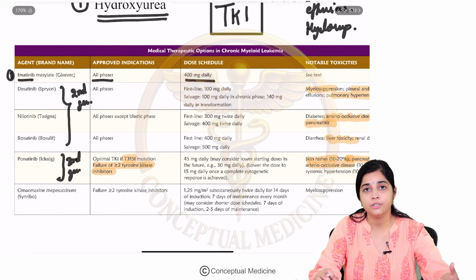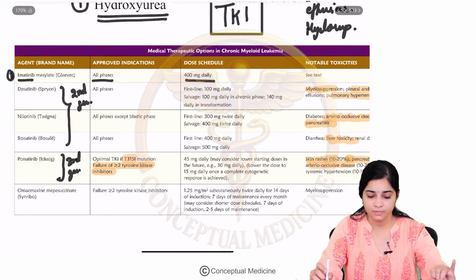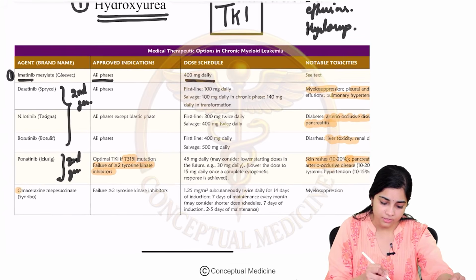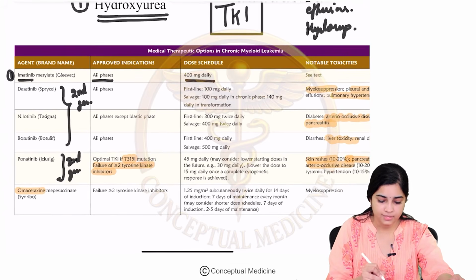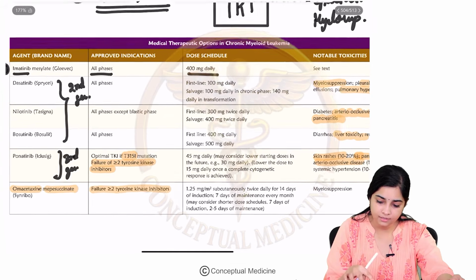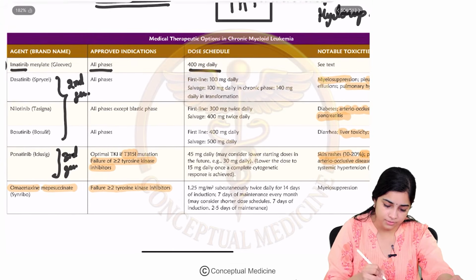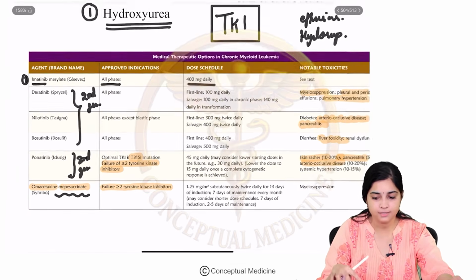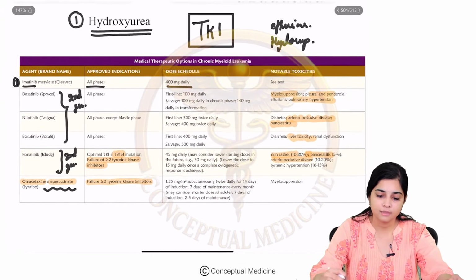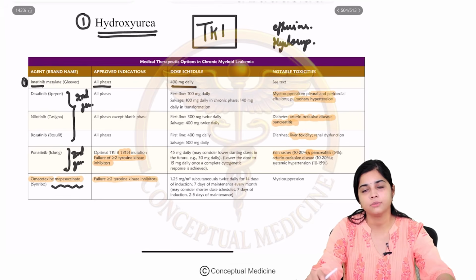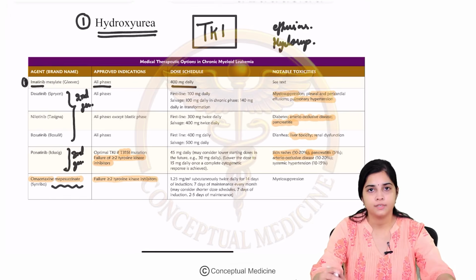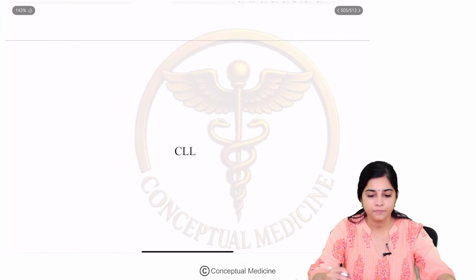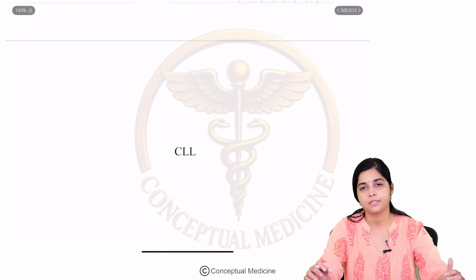Now, if there is failure of 2 or more TKIs, we can use a third gen TKI, which is Ponatinib, or you can also use omacetaxine mepesuccinate, where there is failure of more than 2 tyrosine kinase inhibitors. The newer drug which is used is omacetaxine mepesuccinate. Okay, so this is about the various drugs which are used in the management of CML. Okay, fine. So with this, we have come to the end of our discussion on chronic myeloid leukemia.